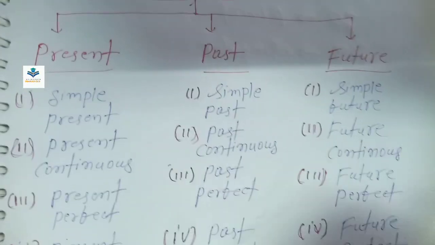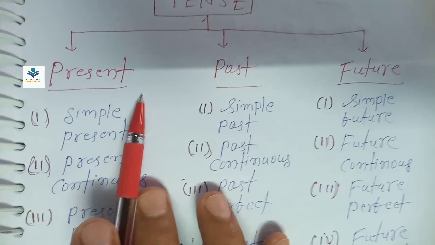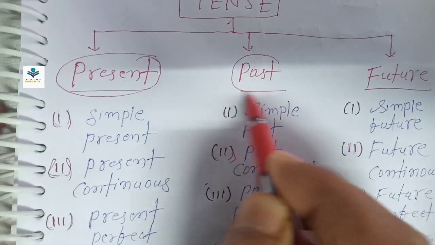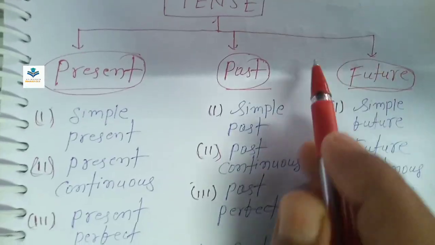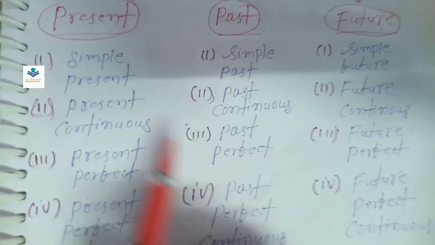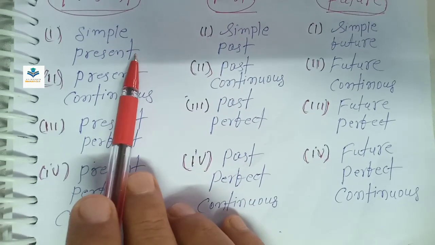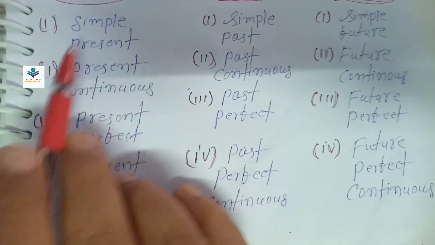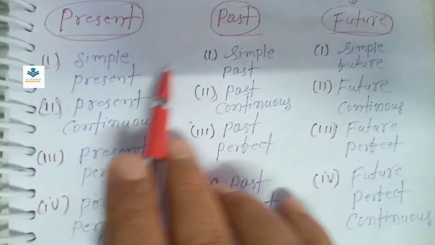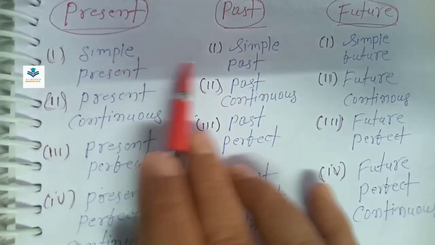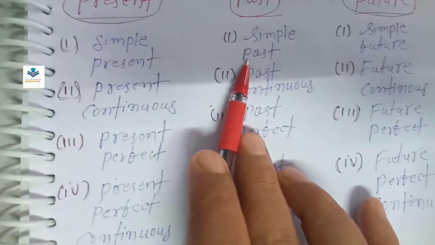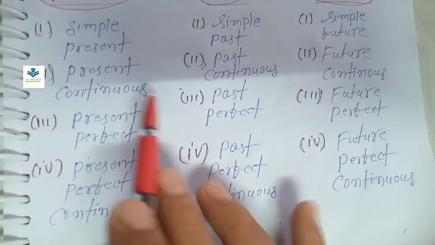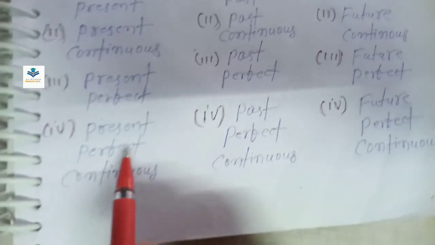So now start tense. There are 3 types of tense: present tense, past tense, future tense. And each tense has 4 types. Present has 4 types, past has 4 types, and future has 4 types. Like present tense: simple present, present continuous, present perfect, present perfect continuous. In books, simple present is also written as present indefinite tense, but here I am writing only simple present. So you must know that present indefinite tense is known as simple present.